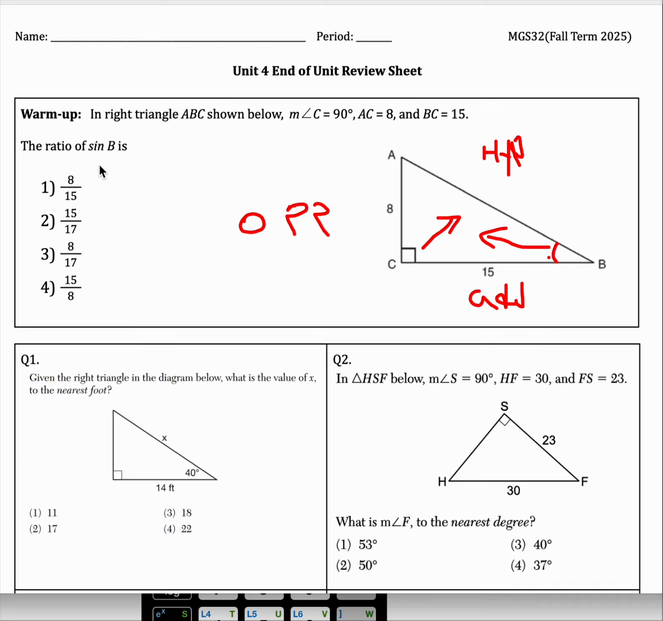So for sine, you could write SOHCAHTOA right on top of your paper when you get it so you don't forget. Okay, and so for sine we have opposite over hypotenuse, so we're going to have 15, and we don't know what the hypotenuse is, it's x right now.